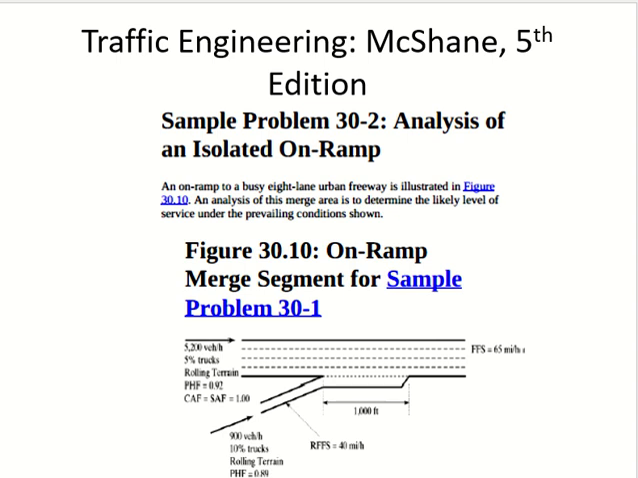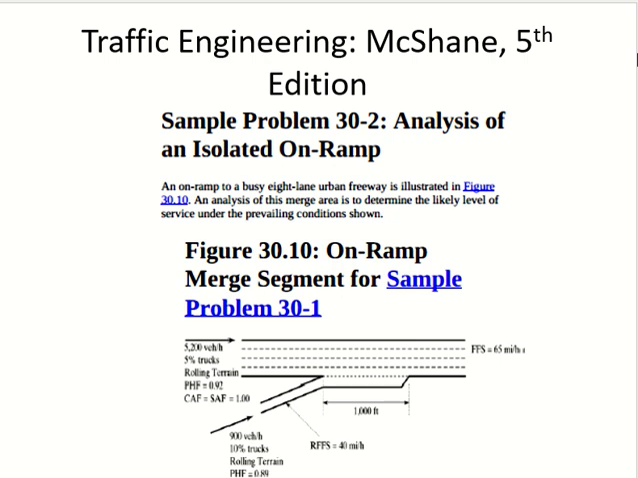Okay. Yesterday we went through the procedure. Yesterday we went through the procedure for calculating the level of service for merge or diverge segments.